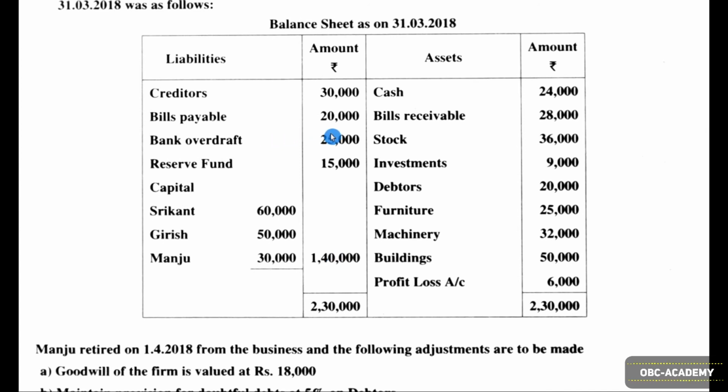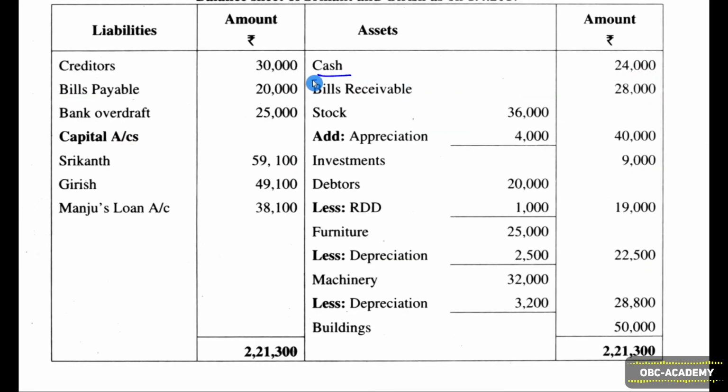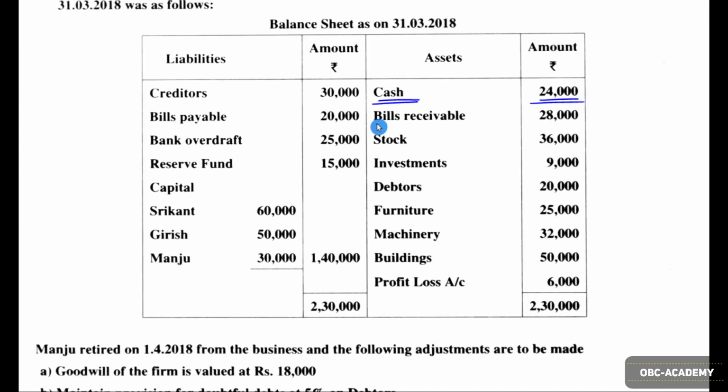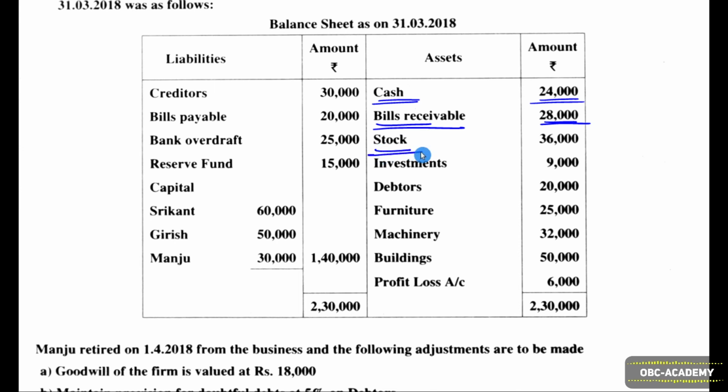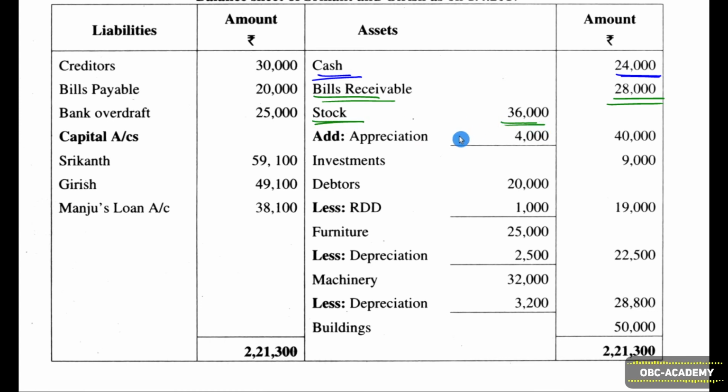So let's start. Cash, nothing has to be changed. So cash 24,000. Okay, next, bills receivable 28,000. So bills receivable is the same, we have to write bills receivable 28,000. Next, stock 36,000. The value has been increased by 4,000 rupees. Nothing to worry about this, just add 36,000 plus 4,000. Stock 36,000 plus 4,000 rupees, you'll get 40,000.